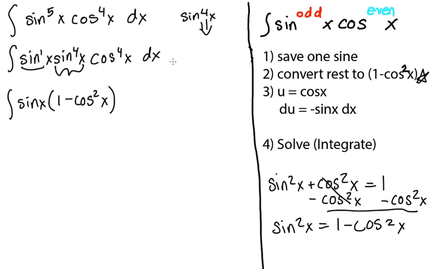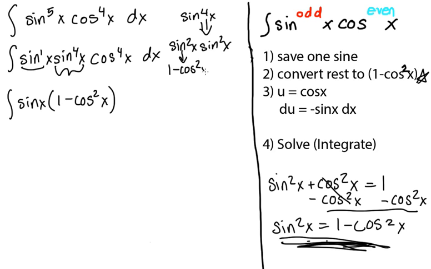Sine to the fourth x is the same thing as saying sine squared x times sine squared x. And sine squared x, from our identity over here, is the same thing as saying 1 minus cosine squared x. So this becomes 1 minus cosine squared x, and this becomes 1 minus cosine squared x. And 1 minus cosine squared x times 1 minus cosine squared x is the same thing as saying 1 minus cosine squared x, squared. So we have to square this. Okay, so let me just erase this stuff.